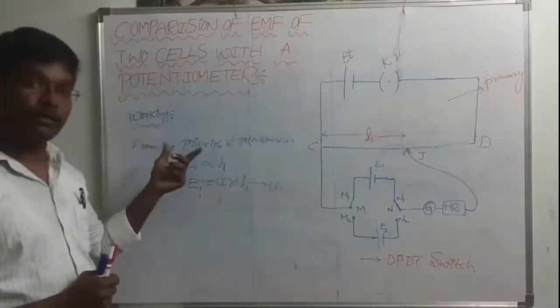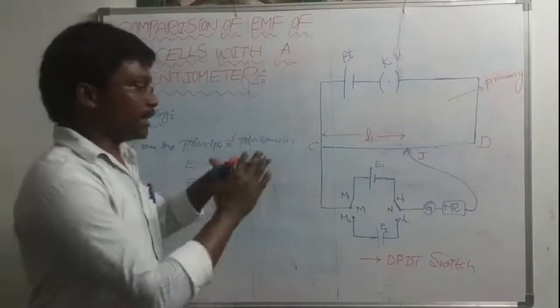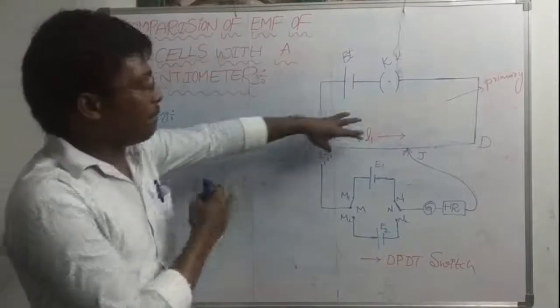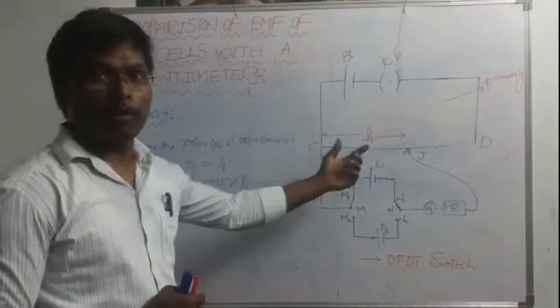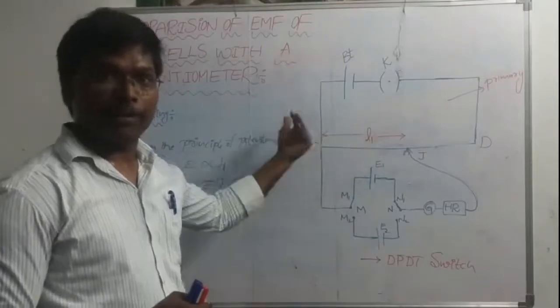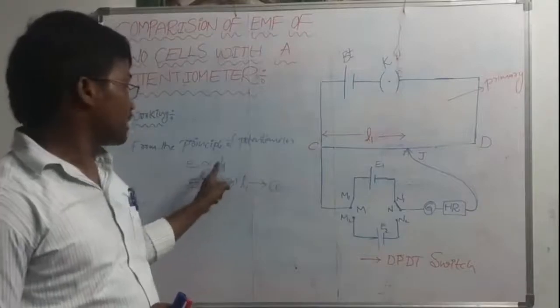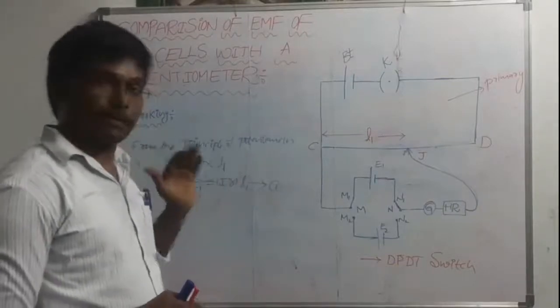In the working, this is the first point. What I did: I pressed the DPDT switch towards the first cell. At that time I found the balancing length by the use of the jockey. Then, from the principle of potentiometer, E1 is directly proportional to L1. So I wrote it like this.